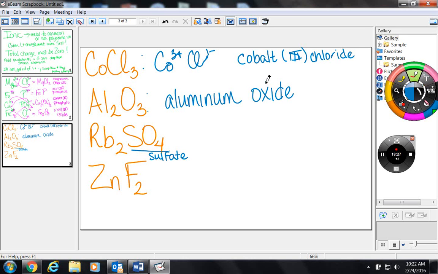Name this one. Rb2SO4. What is Rb? Rubidium. Where is rubidium? Way over to the left in the first row, in the alkali metals. So do I need to name its charge? Nope. I just need to name rubidium and sulfate.